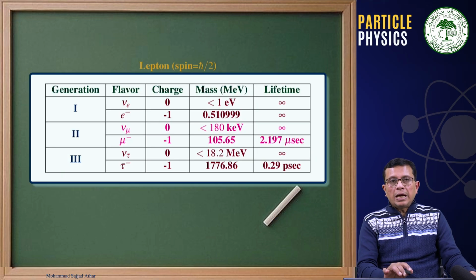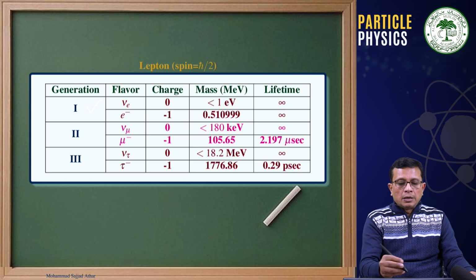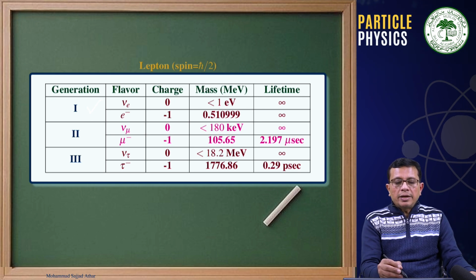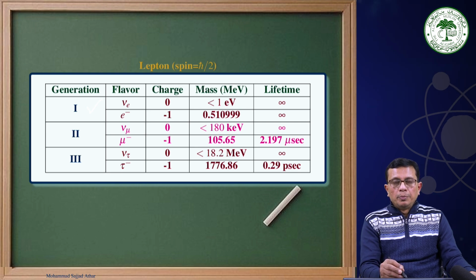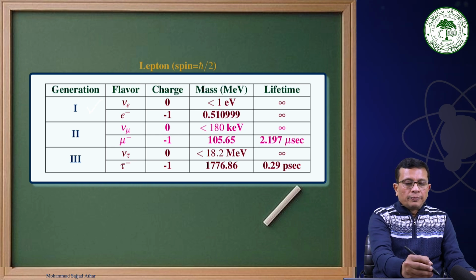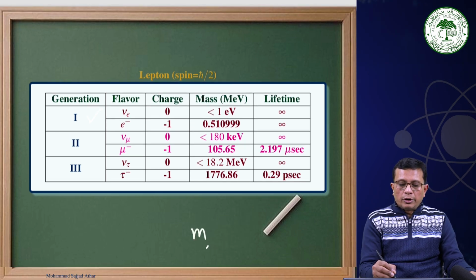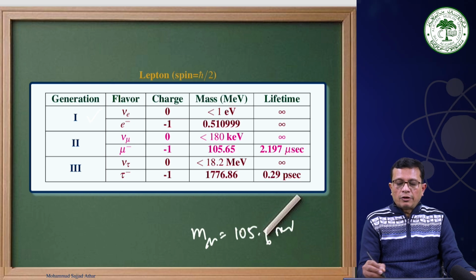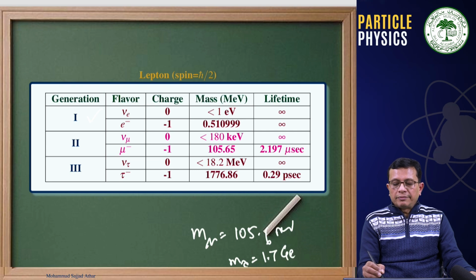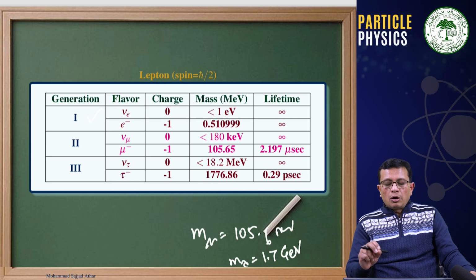Therefore, to summarize, we have the three generations of leptons: generation 1, generation 2 and generation 3. In these generations we have nu e and e minus, nu mu and mu minus, nu tau and tau minus, and these are the masses of these particles. For example, the mass of the electron is around 0.5 MeV, the mass of the muon is 105.6 MeV, and the mass of the tauon is approximately 1.7 GeV. The electron, muon, or tauon type neutrinos and the electron have infinite lifetime, while the muon and the tauon decay.